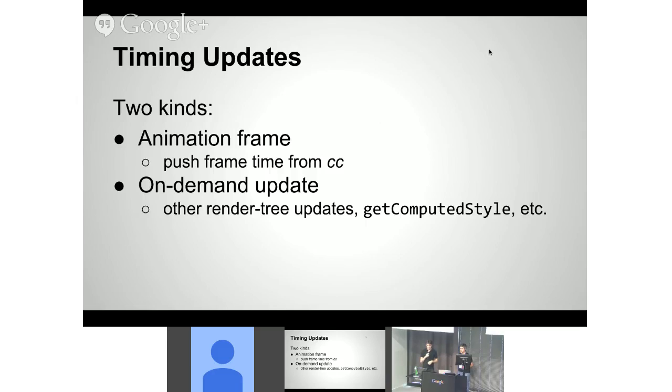The second of these is an on-demand update. So basically any other time that we need to bring animations up to date. So these would include things triggered from script, like getComputedStyle, or any time you touch offsetTop. We need to ensure that animations are up to date. So we do an on-demand update for that.